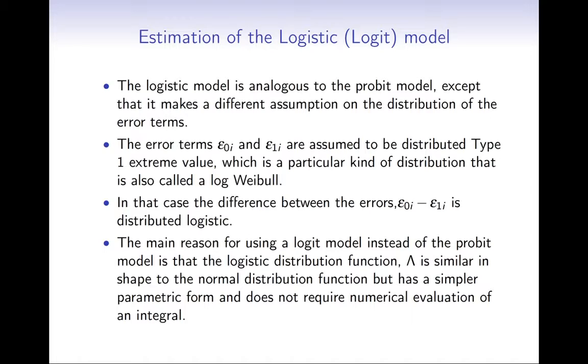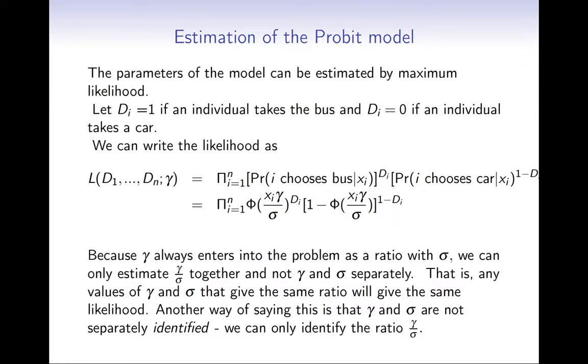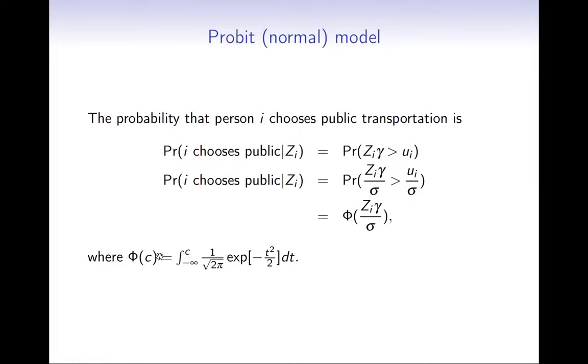So why might we want to use a Logit model instead of a Probit model? It turns out that the Logit PDF looks very similar to the Probit PDF. It's just that the tails are a little bit fatter. But the advantage of the Logit is that it has what's called a closed form for the CDF. If you go back here, for the normal, the CDF is an integral, so there's no closed form. You always have to solve that integral to get the CDF.